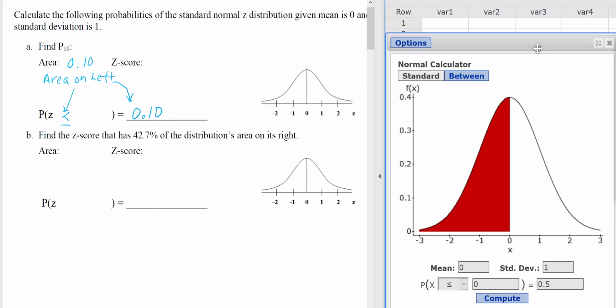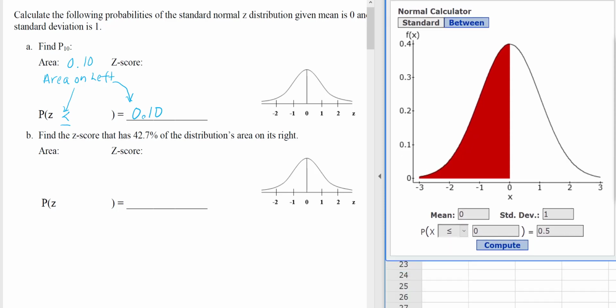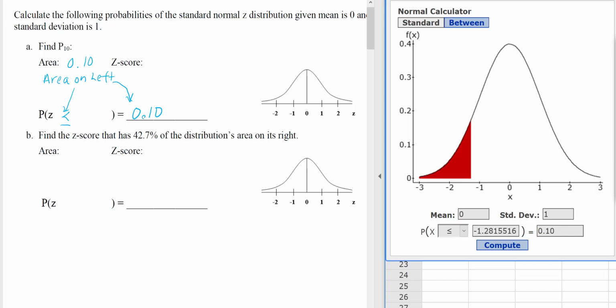On normal, you can see that we have a screen similar to our binomial screen, and we have our standard in between. Our mean is 0, our standard deviation is set to 1. On our probability statement, we have x is less than or equal to, and in this problem we're given the area. Remember, with the area on the left it's less than or equal to, and we're going to change our area instead of 0.5 to 0.10. Hit compute, and it calculates our z-score.